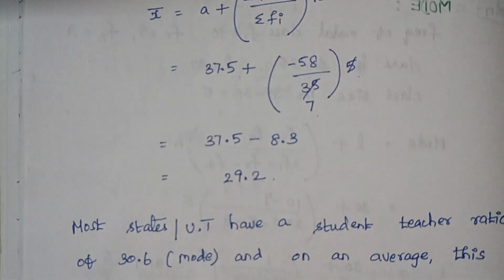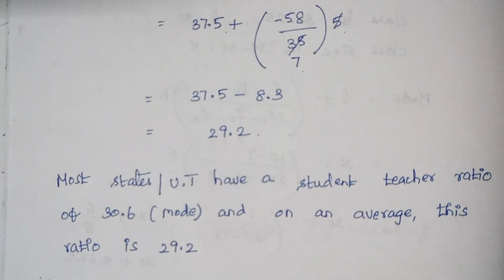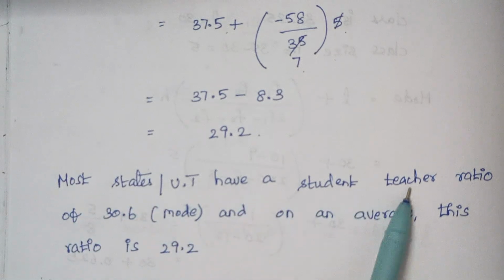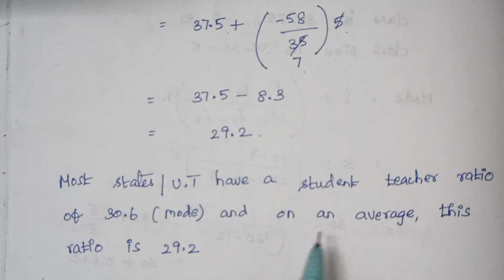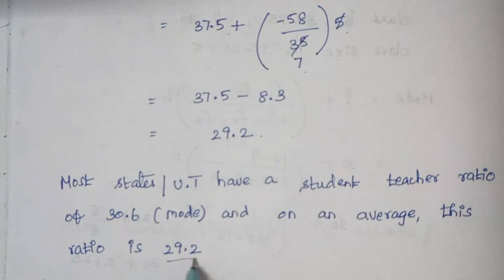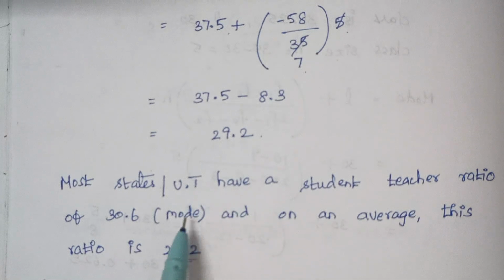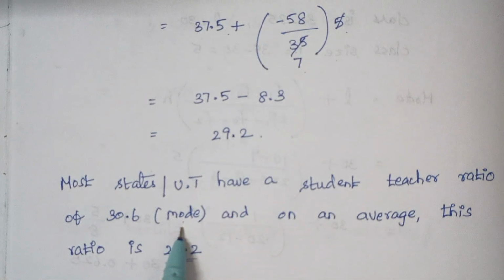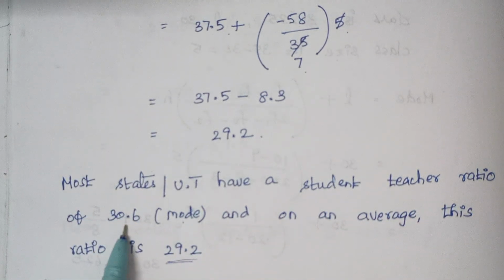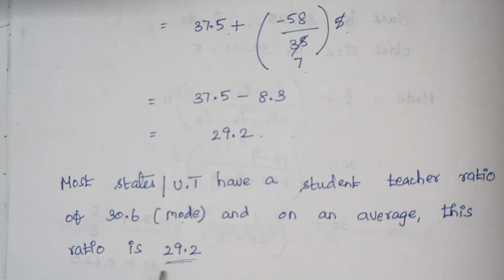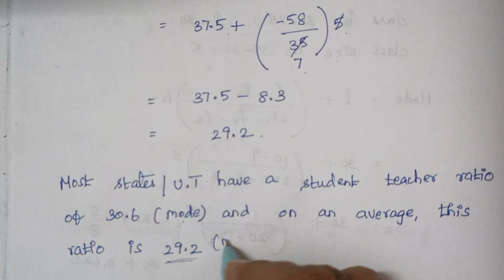So here you see, just the final statement is: most states have a student teacher ratio of 30.6. Right, this is the mode. And on an average, this ratio is 29.2. Since in this problem we are calculating both mean and mode, we are making a final statement like this. Because mode always stands for the repetition, the highest frequency. So most states have a student teacher ratio of 30.6, but on an average the ratio is 29.2. So here this is our mean.